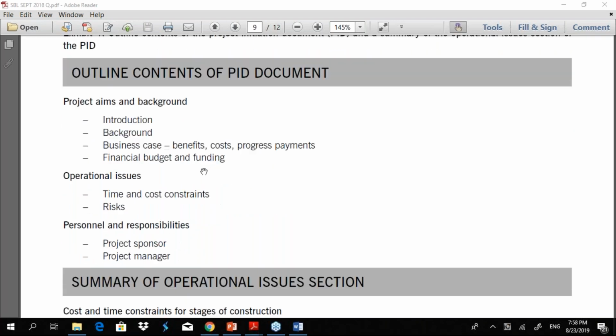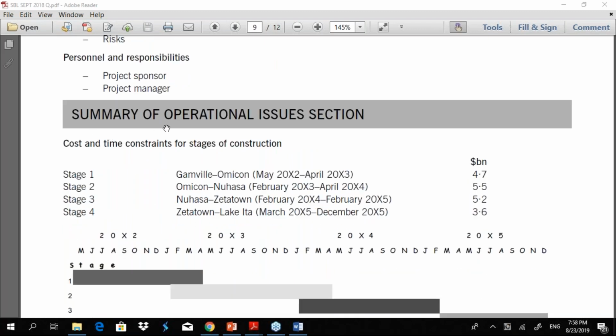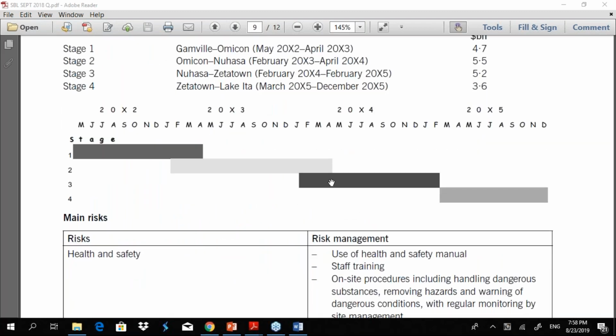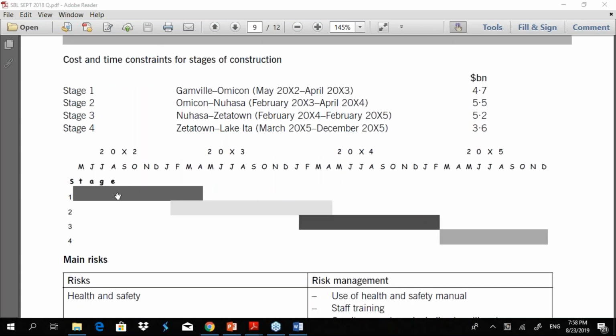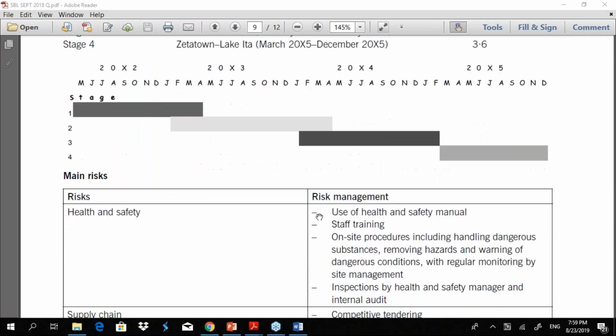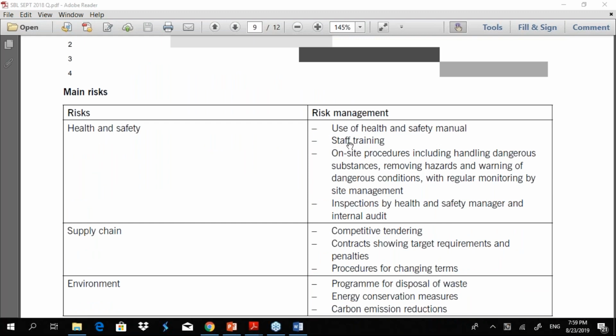So we have outline contents: aims and background, operational issues, personnel and responsibilities, and summary of operational issues section. Their stages and the timelines are given along with cost breakdowns. And this is something like your Gantt chart, time schedule. For example, stage 1 is from May to April of 2012. Stage 2 starts somewhere Feb, and so on. Basically, this area is depicted here. And then the main risks and the risk management activities are given.